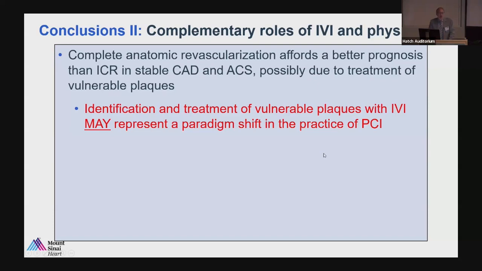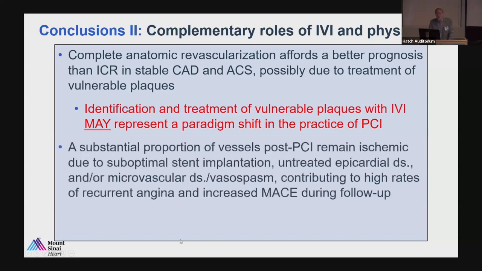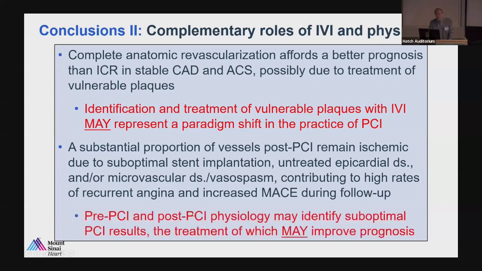We'll see what the results of the ongoing trials are. Finally, a substantial proportion of vessels after PCI remain ischemic due to suboptimal stent implantation, untreated epicardial disease, and/or microvascular disease or vasospasm, contributing to high rates of recurrent angina and increased MACE during follow-up. Pre-PCI and post-PCI physiology may identify suboptimal PCI results and those lesions that you wouldn't have treated in the first place, the treatment of which may improve prognosis, and ongoing randomized trials will address this issue as well.